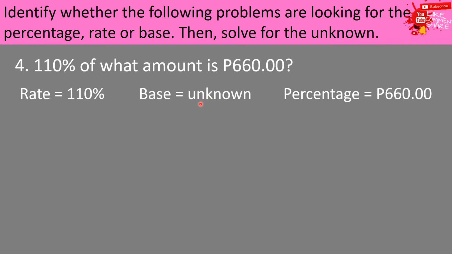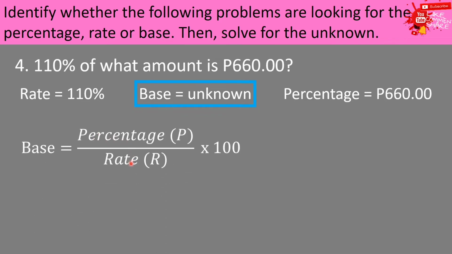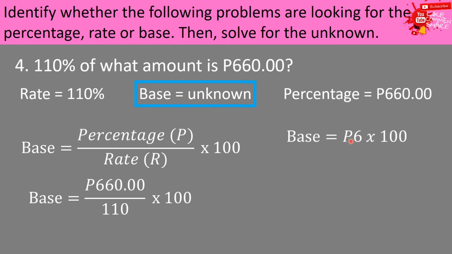So, therefore, we are looking for the base. So, we need the formula for the base. So, base is equal to percentage divided by rate times 100. Tapos, i-substitute lang natin. So, base is equal to 660 pesos divided by 110, then multiplied by 100. So, what is 660 divided by 110? 660 divided by 110 is 6 pesos. Then, times 100. And what is 6 times 100? 6 times 100 is 600. So, therefore, our value for base is 600 pesos.